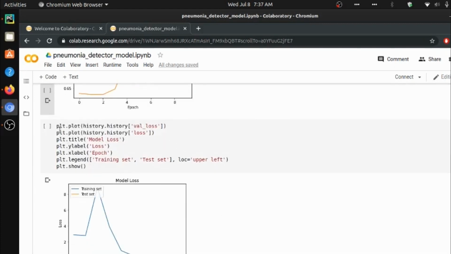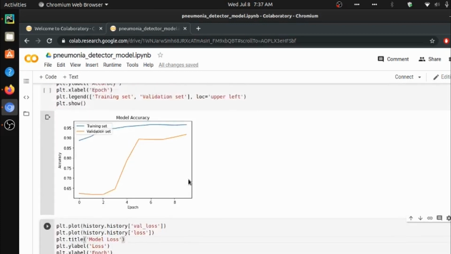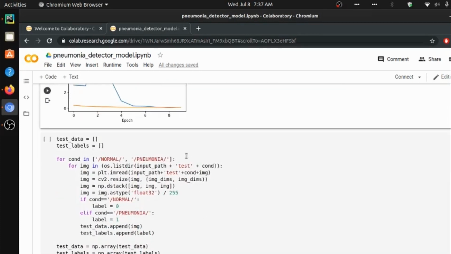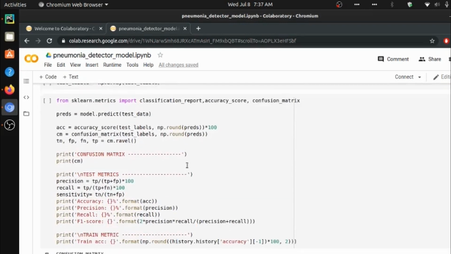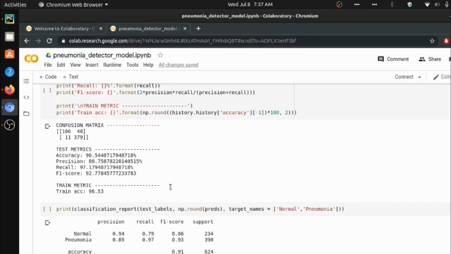Then here is the graph for validation loss and loss. Here our model is training, and as you can see there was an initial spike, but after that there was a gradual fall of the loss, and they are coinciding here. So we have reduced the loss of our model also, and then we are testing our data, and various metrics we have tested, like the precision, accuracy, recall, F1 score, and the training accuracy.